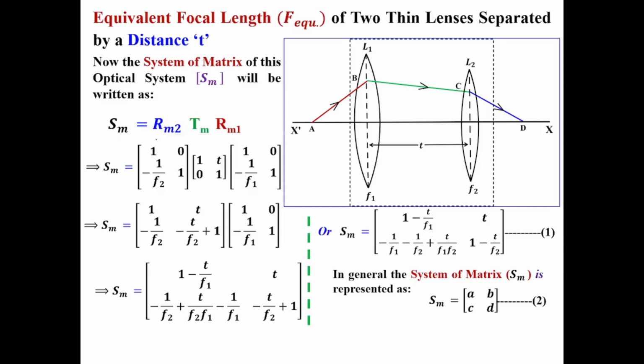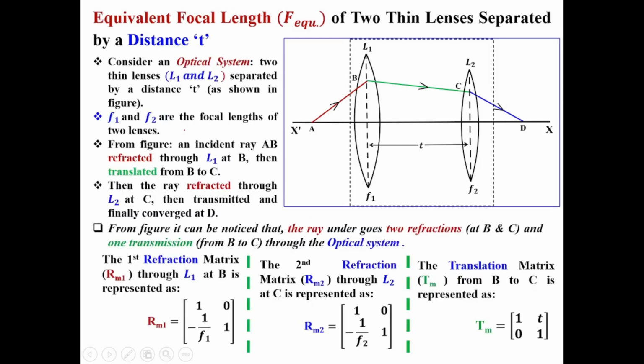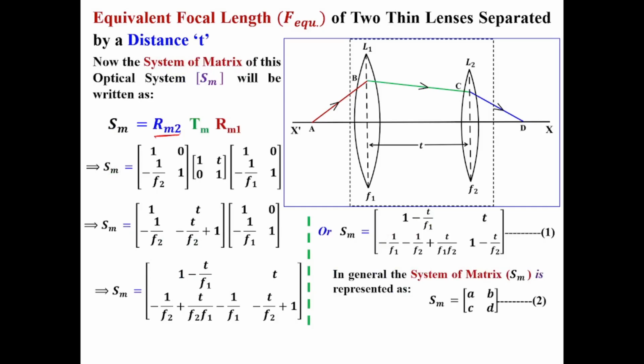Now we just substitute the values from our previous slide. Here the Rm2 value is 1 0 minus 1 by f2 1, Tm is 1 T 0 1, and the Rm1 value is what? 1 0 minus 1 by f1 1. You just multiply these three matrices and you can find this value.